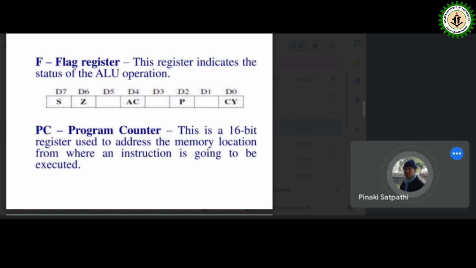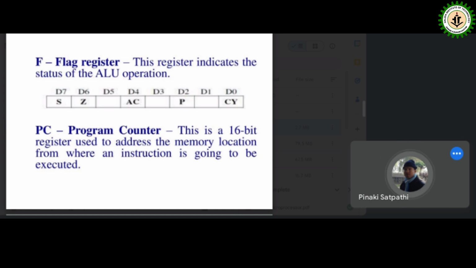So first one is the sign flag. What is basically a sign flag? In case of our 8085 microprocessor, the size of our flag register is 8 bit. So what is a sign flag? This flag is set if the MSB of the result of an arithmetic or logical operation is equal to 1, otherwise it is reset to 0. Next one is our zero flag. This flag is set if the result of an arithmetic or logical operation is equal to 0, otherwise it is reset. Next one is our auxiliary carry flag.